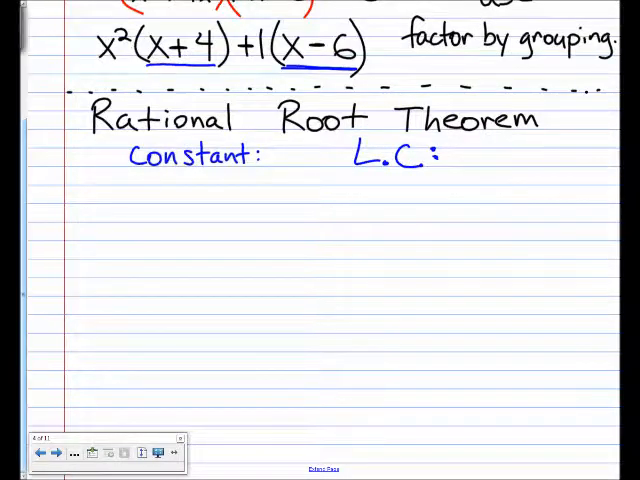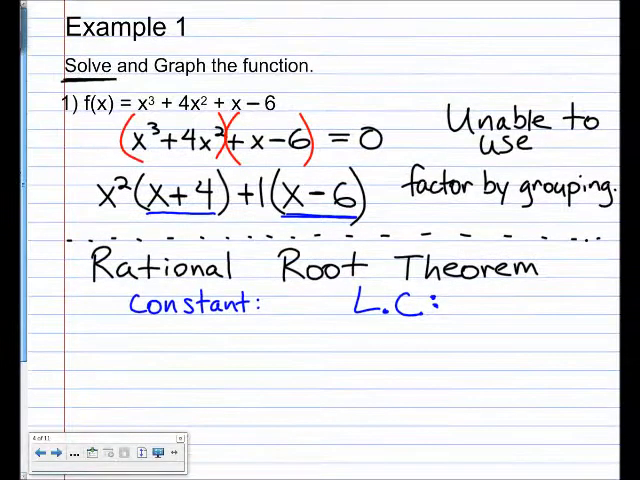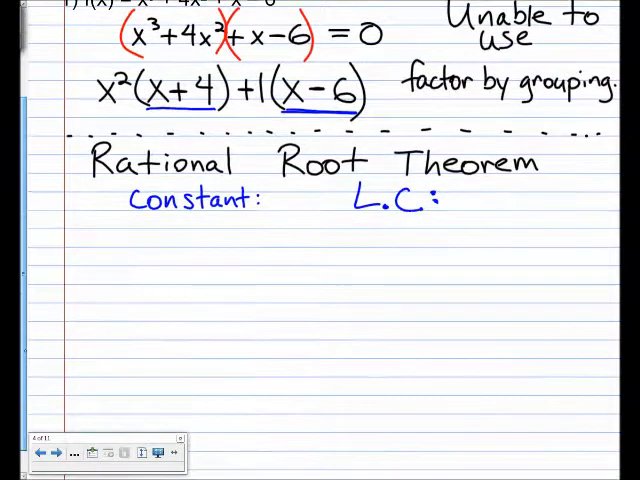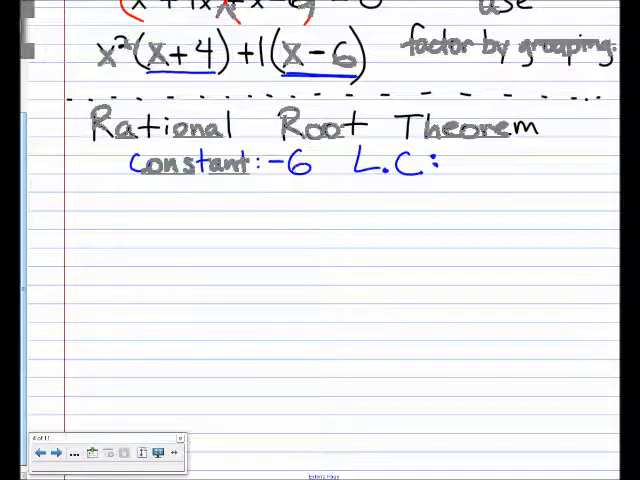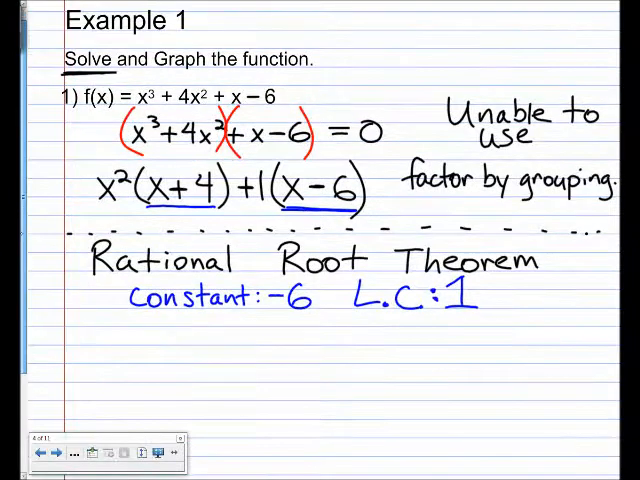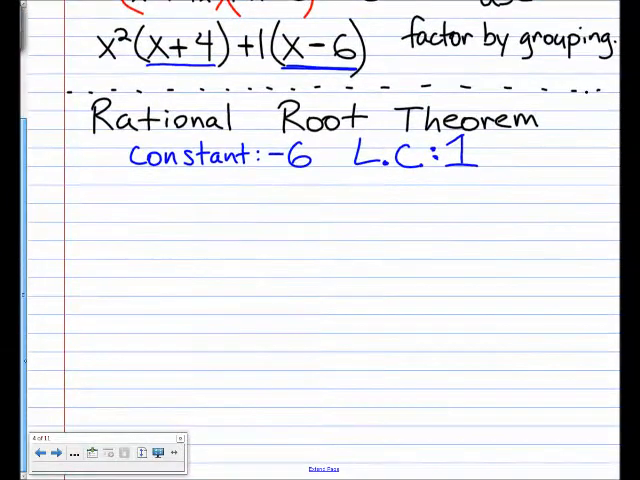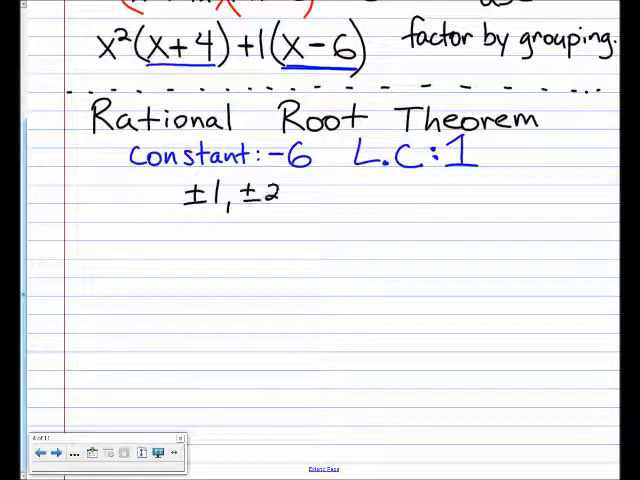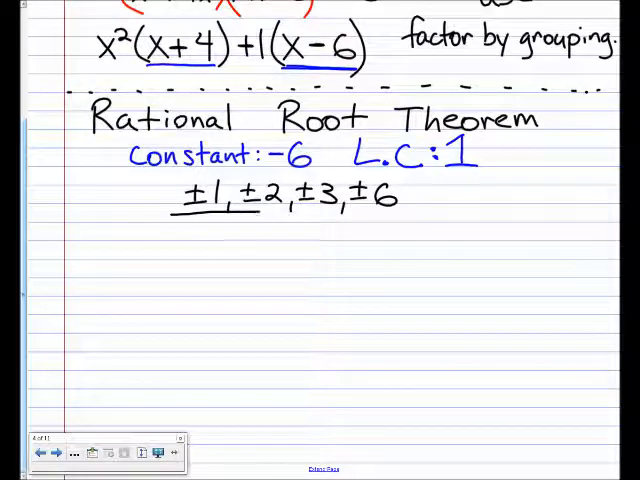So the constant of this polynomial is -6, and the leading coefficient is a positive 1. Okay? So we want to do factors of 6. Again, I know it's negative 6, but it really doesn't matter because we're going to use plus or minus for all of this. So we want factors of 6, which is plus or minus 1, 2, 3, and 6. And we want to divide those numbers by the factors of 1, which is 1 times 1. So we don't have to write it twice.